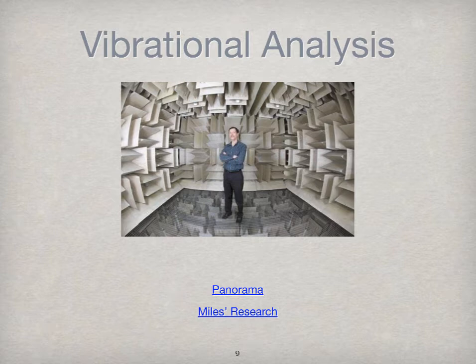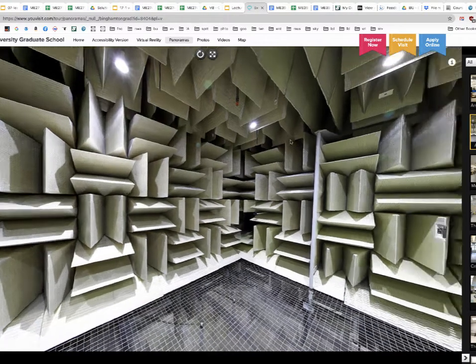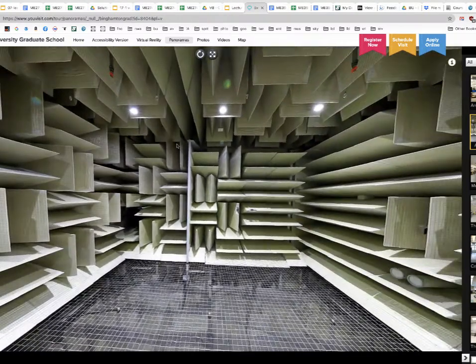I want to show you, this is Dr. Miles. He's a professor of mechanical engineering here at BU, and I want to give you a sense. He's sitting in an anechoic chamber that is in the Engineering Science Building on campus. And I want you to take a look. Here's a panoramic view.